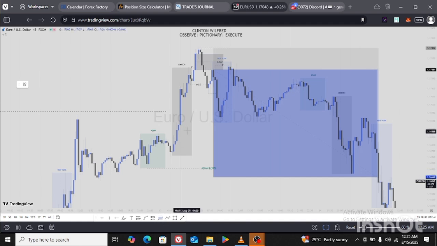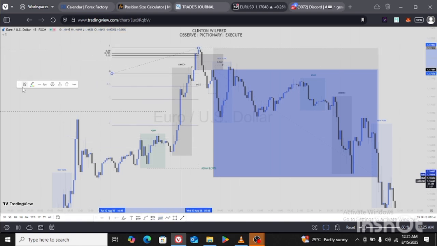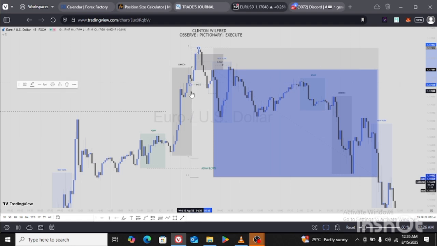I was at 0.5, I was at 0, and our minus 2.5. That's what you guys are looking for to take out TP, and price got to that point.